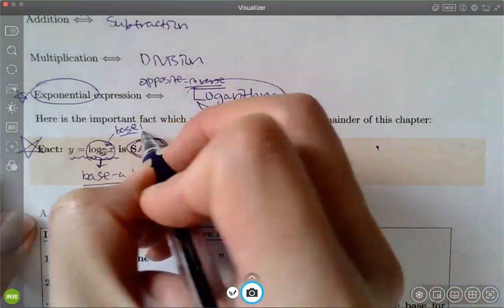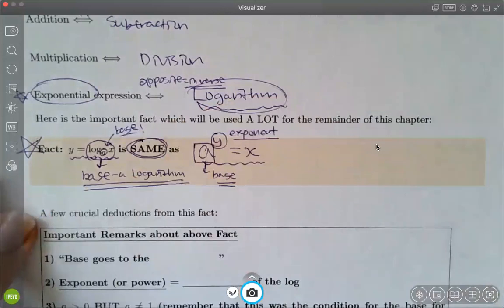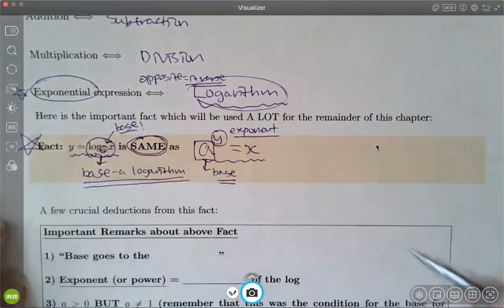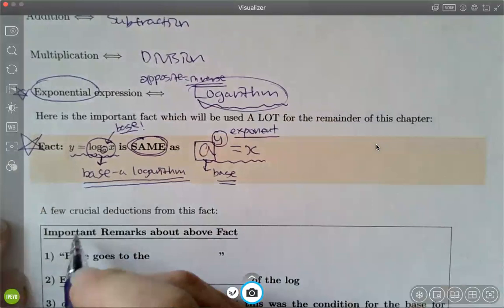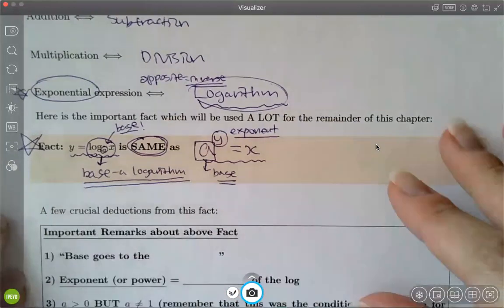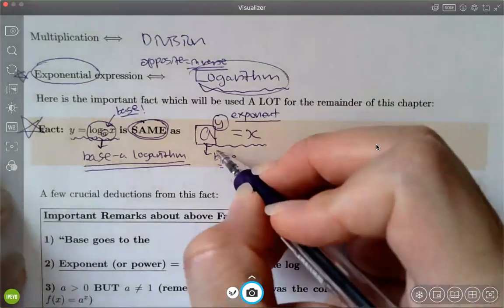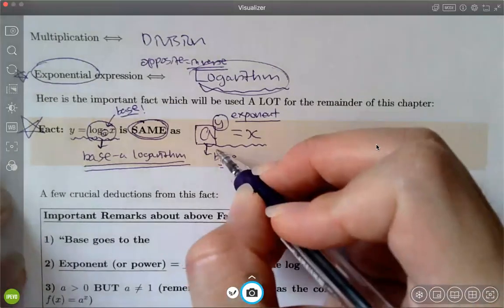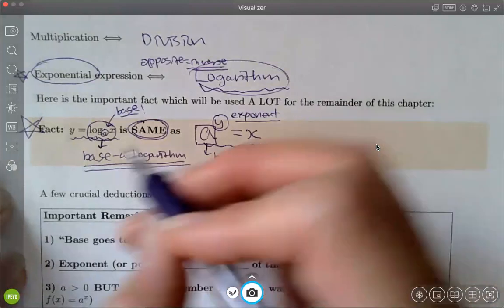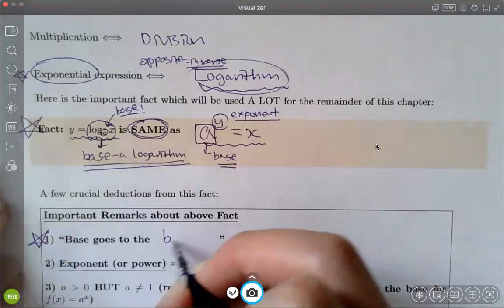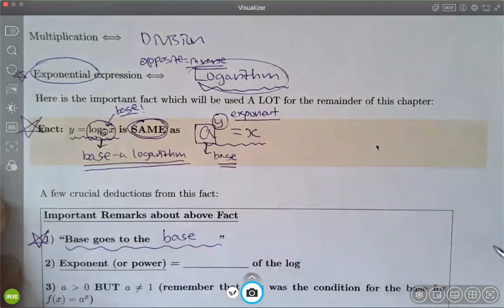Now we have a few crucial deductions from this fact. That's the base of the exponential form, and this base is the same thing as the base of the log, so we always say base goes to the base. That's pretty easy to understand. Base always goes to the base.